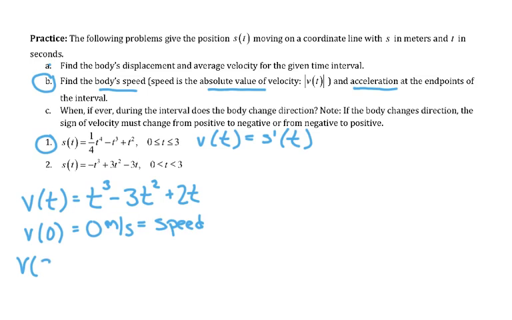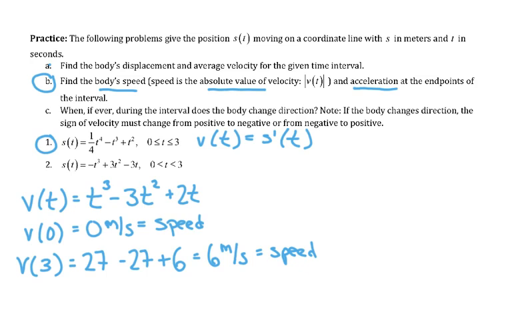And when the time is equal to 3 seconds, 3 cubed is 27, minus 3 times 9, which is 27, plus 2 times t, which is 6. So this is 6 meters per second, which is also positive. So that's the speed at the endpoints.